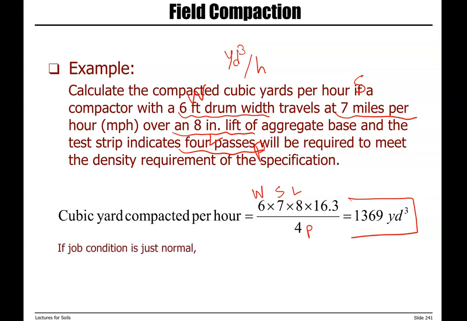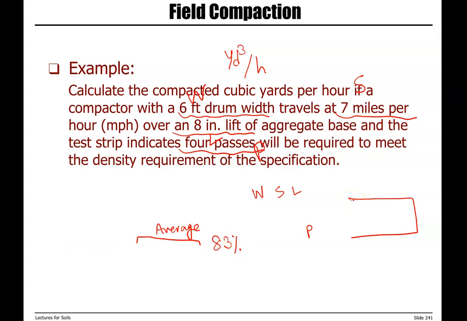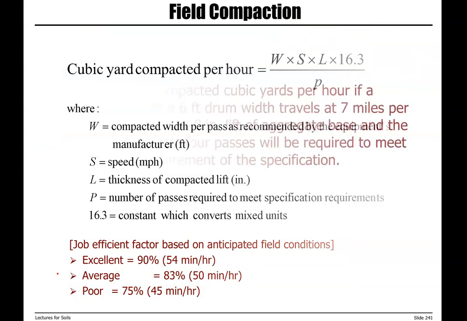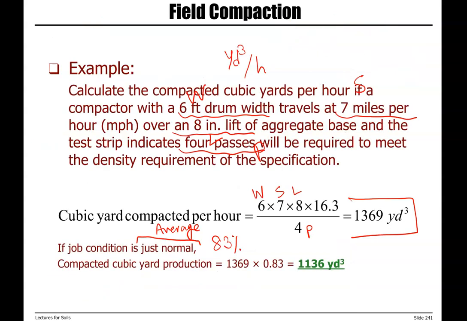But what is the actual volume? The job condition is just normal or average. So instead of this number, we can only achieve 83% of this. This is average or normal. So we need to multiply this number by 83%. And that is the actual cubic yard compacted per hour.